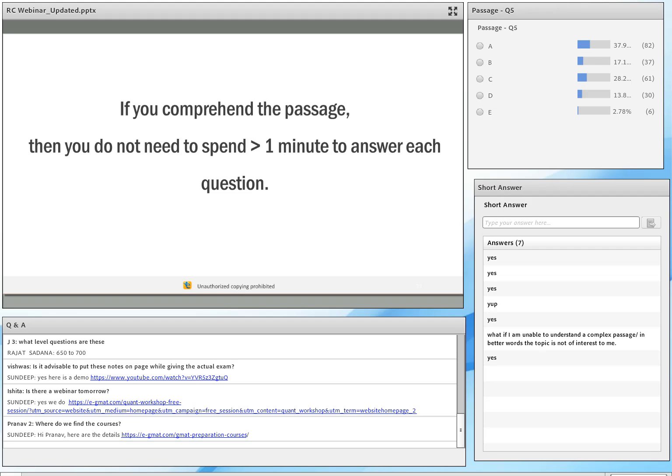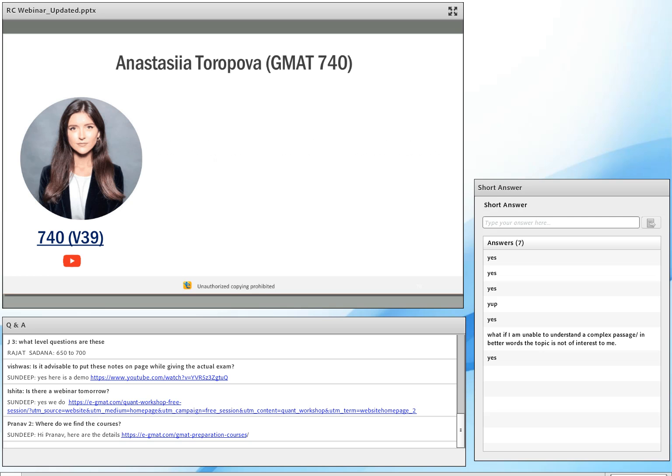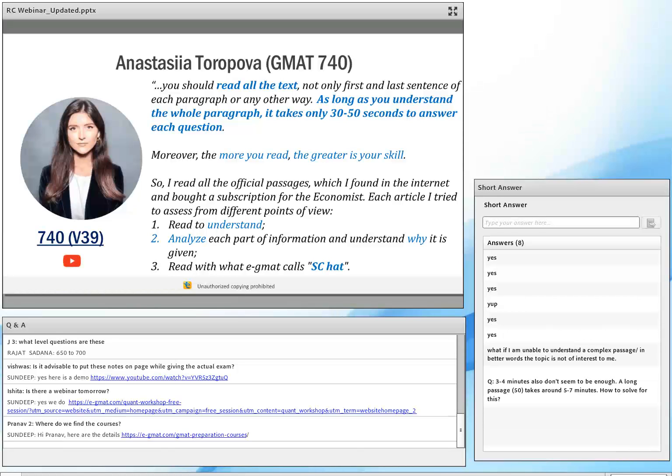Again, if you comprehend the passage, you won't need more than a minute. That's something that we've seen again and again and again. I'm going to share some examples with you. Here's an example of a student called Anastasia. She said you should read all the text, not just the first and the last sentence. As you understand the whole paragraph, it only takes 30 to 50 seconds to answer each question.